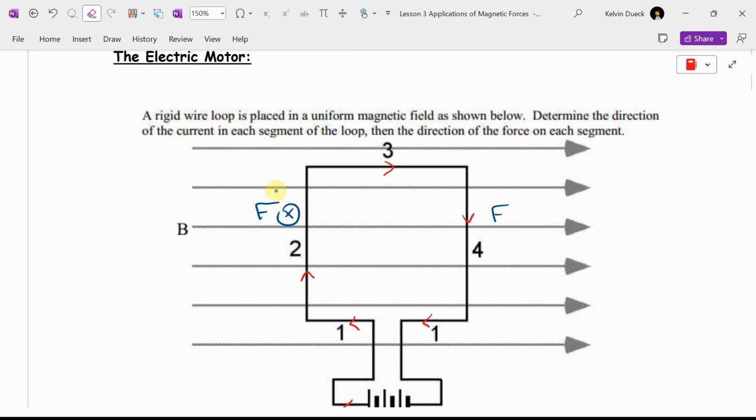We said into the page for 2, yes? And we said out of the page for 4. If you push down, Maya, on one side of a loop and lift up, it'll flip a half turn. Now the problem is once it flips a half turn, then it would feel a force on this side out of the page, because now 4 would be on the left and 2 would be on the right. So it would go flip, flip, flip, flip, flip, which isn't what we want. We would like to see if we can get it to spin. So we're going to be clever.